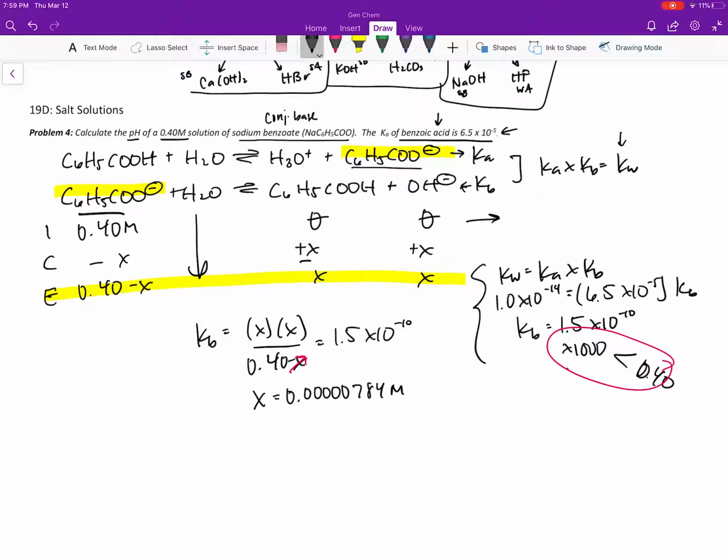Okay. Now it wants me to solve for the pH, and x is equal to this OH concentration down here. So I have a couple of options. I can either convert this to hydronium, or I can go ahead and just plug it in to solve for pOH, and I think that's probably the easiest way.